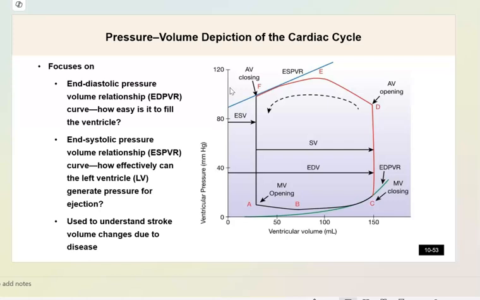The pressure volume loop can also be used to determine the cardiac work, which is the ability of the heart to eject blood against the aortic pressure. The area within the pressure volume loop correlates with cardiac work and the energy demands of the heart.